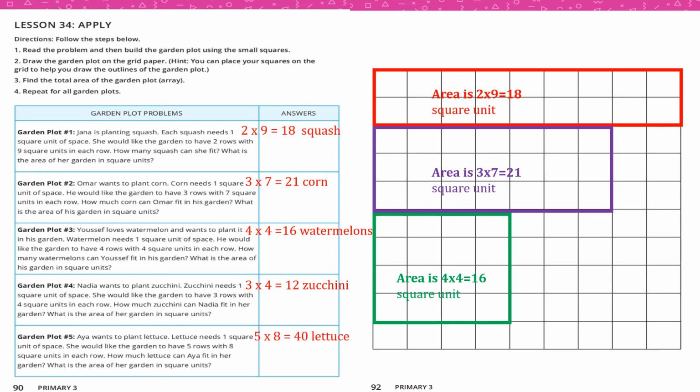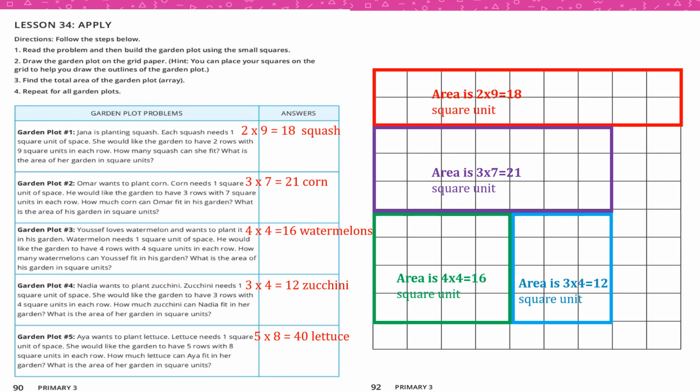3 rows with 4 square units. Yeah, like this. The area will be 3 times 4 equals 12 square units.